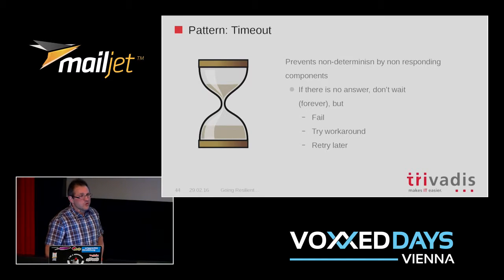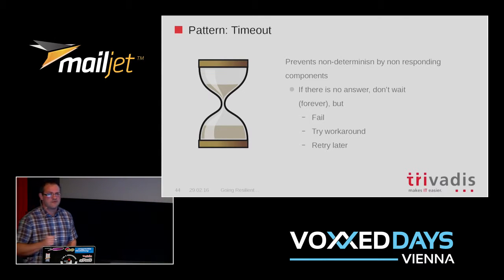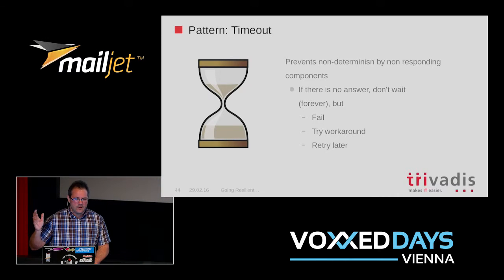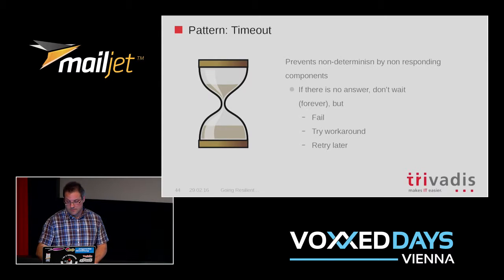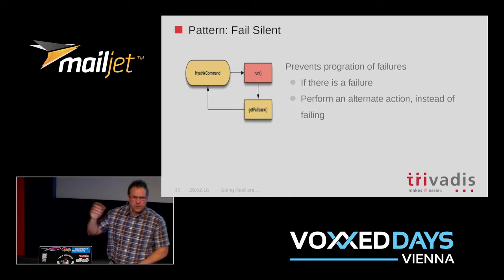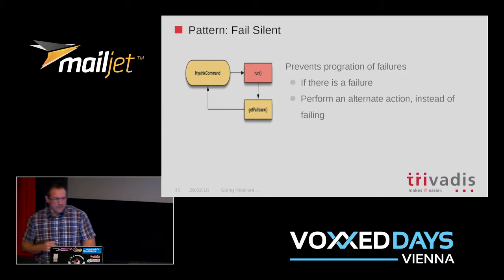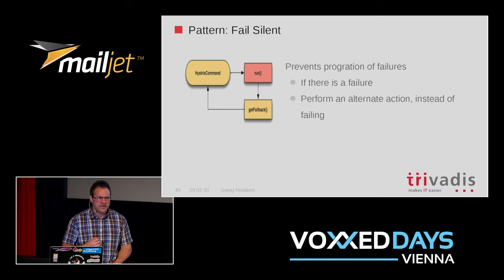Second part, if I don't get any answer, or we can even say if the answer is not coming back fast enough, I can say, okay, I have a timeout. Also then I have to decide, should I fail? Should I try a workaround, or should I try again later? In case I know that the other component has an issue, I already know that before I call it. Perhaps I don't call it and directly perform my workaround action.